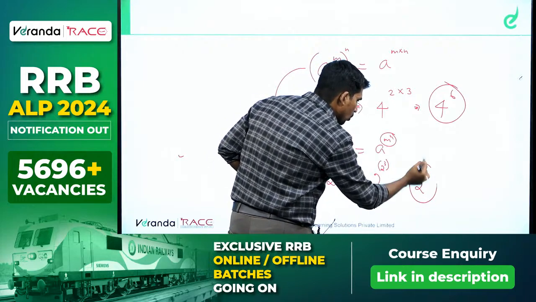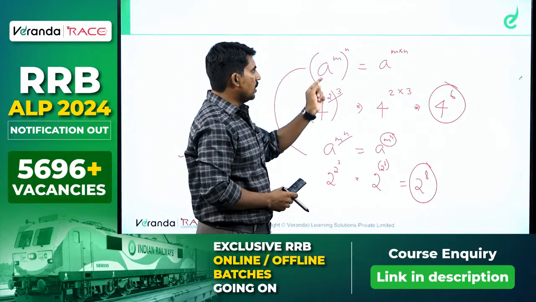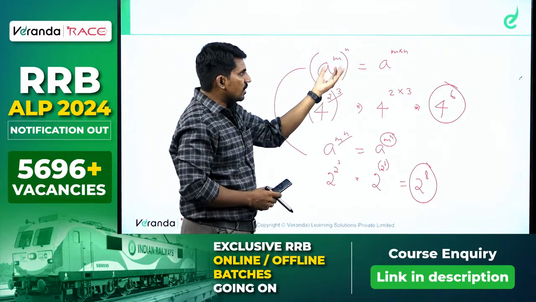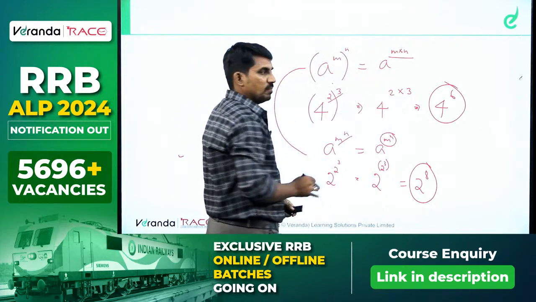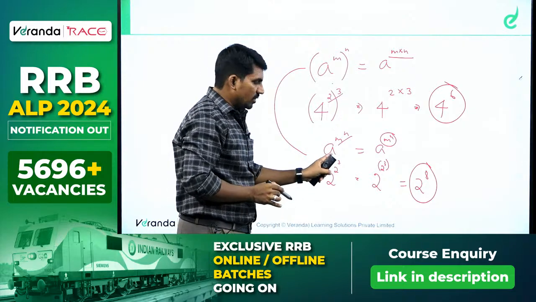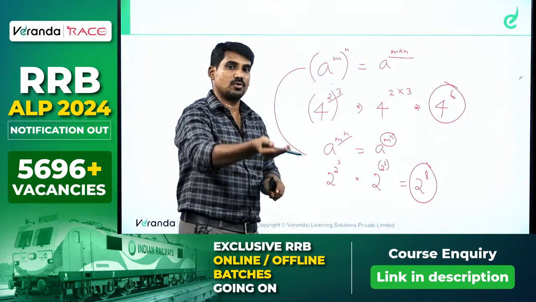It is nothing but 2 power 8. Clear? So, a power m inside a bracket, with n outside, means we have to multiply the powers. Without a bracket, a power m to the power n means no multiplication, we have to take the power.